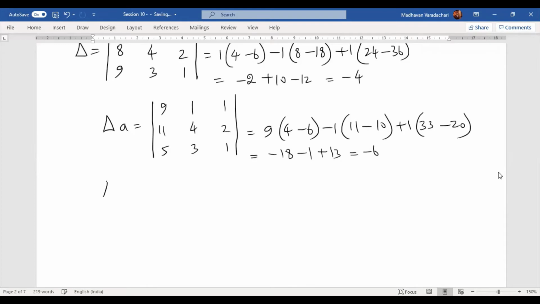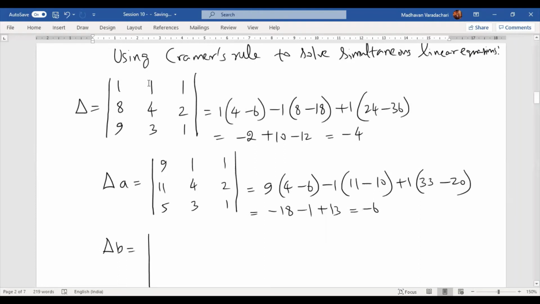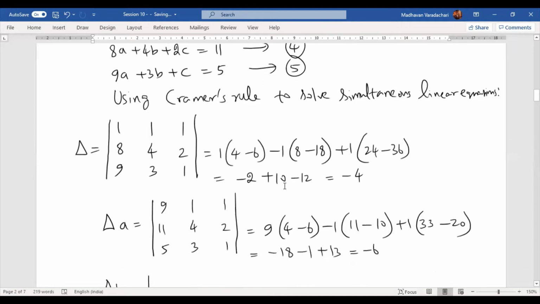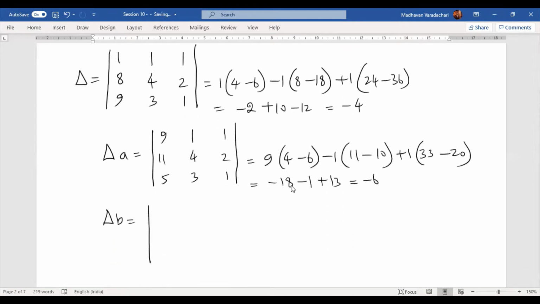Now let us do delta B. In the determinant, the second column elements, which are the coefficients of b, will be replaced with the constants. Instead of the second column 1, 4, 3, I will replace 9, 11, 5, whereas the first and third columns will remain as they are. So I will write 1, 8, 9, and 1, 2, 1, whereas the middle one I'll replace with constants, which is 9, 11, and 5. Let us evaluate this.